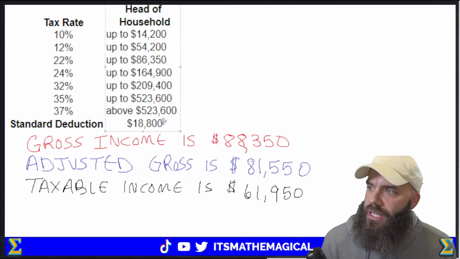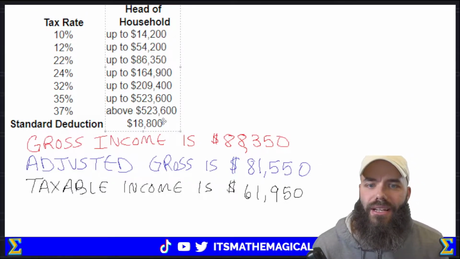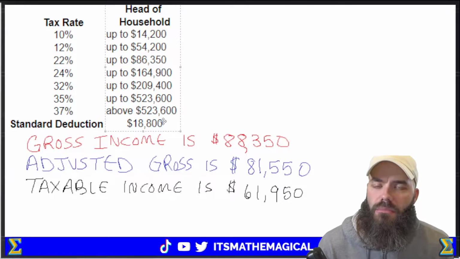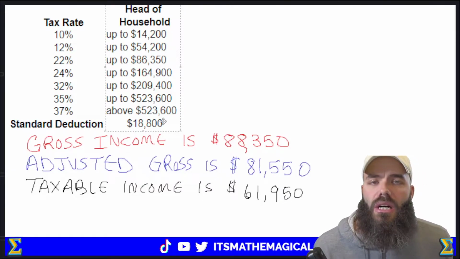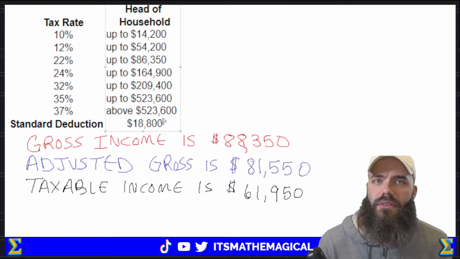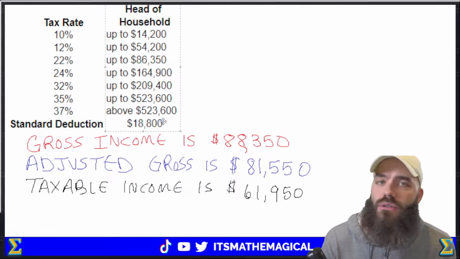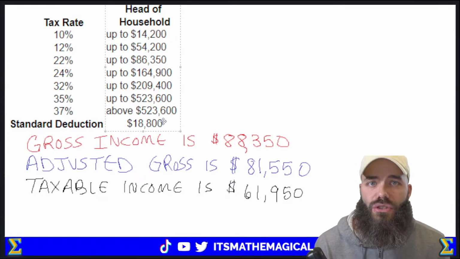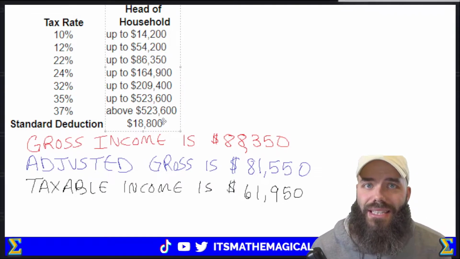Okay, so we've taken away the other two columns. We're strictly looking at this head of household column. So let me show you how to calculate your tax bill. If you look very carefully at these tax brackets, it tells you that the tax rate up to $14,200 is taxed at a 10% rate.